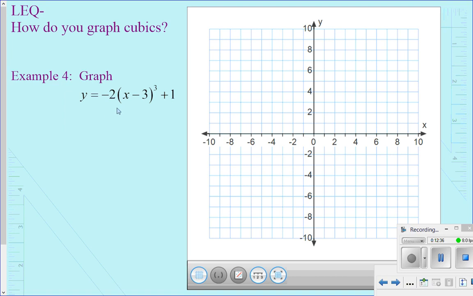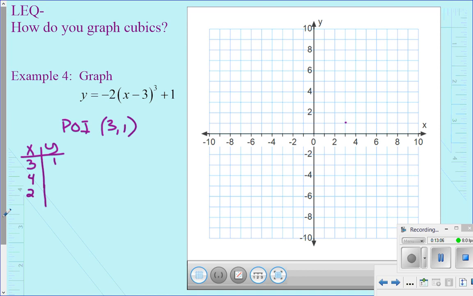Okay, so I can see that -3 is right 3 and +1 is up 1. So I know the point of inflection is 3, 1. So I'm going to plot that 3, 1 right there. So I can see -2, which means I am going to have to get 2 other points because it'll be vertically stretched, and I see negative, so negative orientation. So I'm going to go 1 to the right of 3, which is 4, and 1 to the left of 3, which is 2, and substitute in.